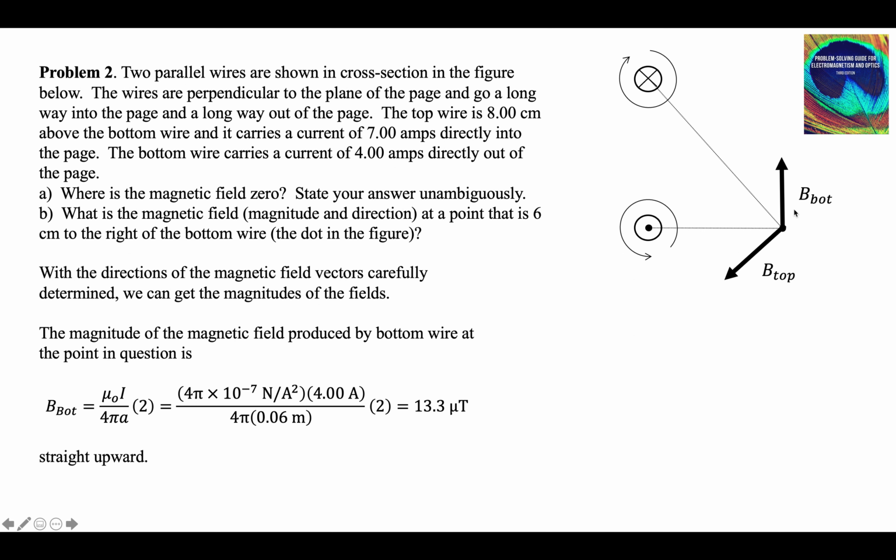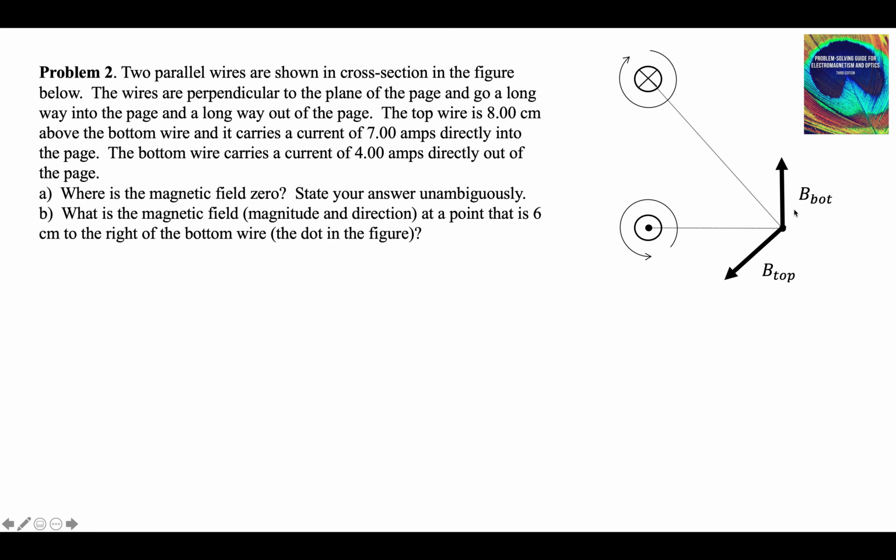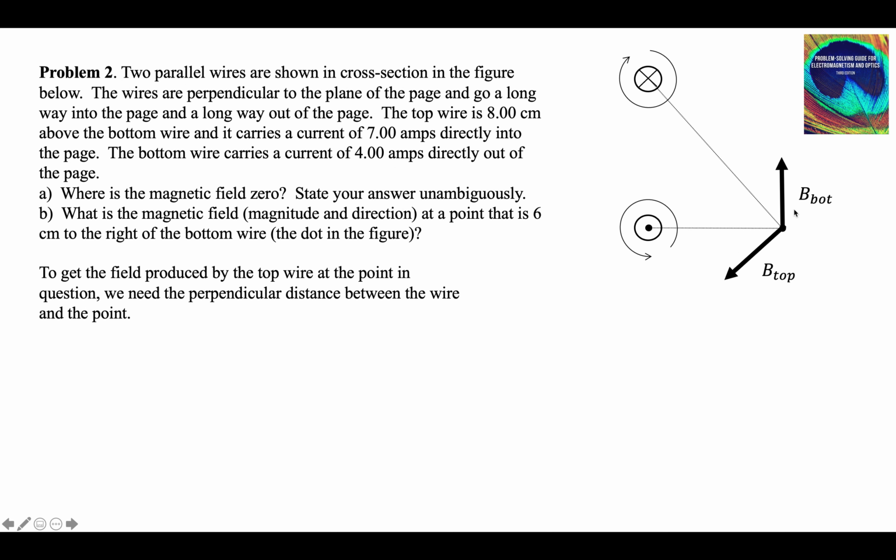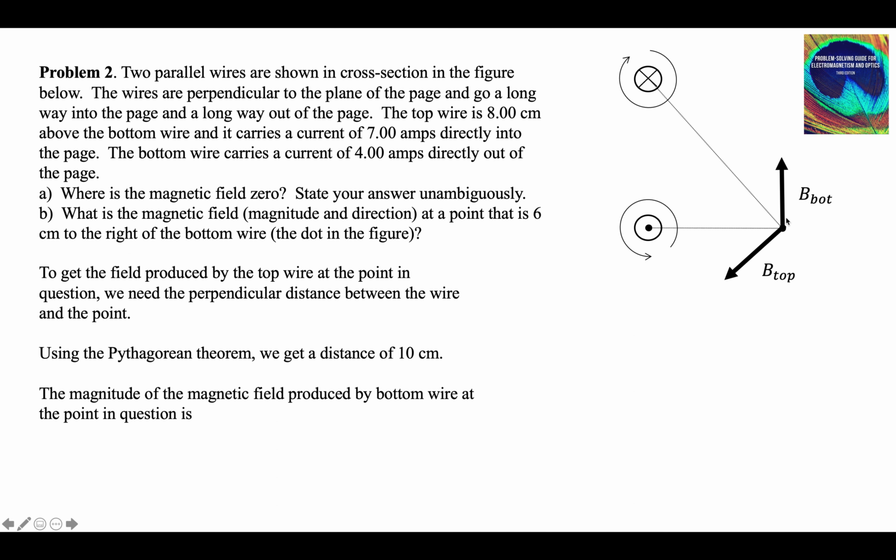Now we can do the top wire. The direction's upward. We need this distance. That's 6 centimeters. That's 8 centimeters. 6 squared is 36. 8 squared is 64. 64 plus 36 is 100. The square root of 100 is 10. That distance is 10 centimeters.